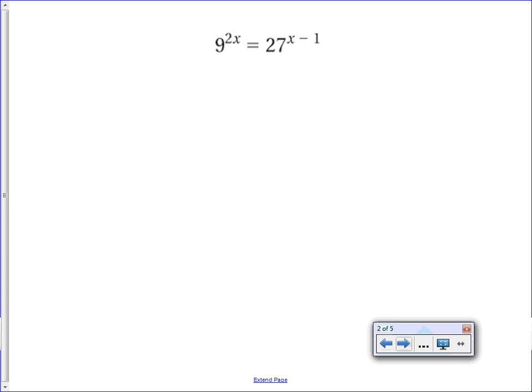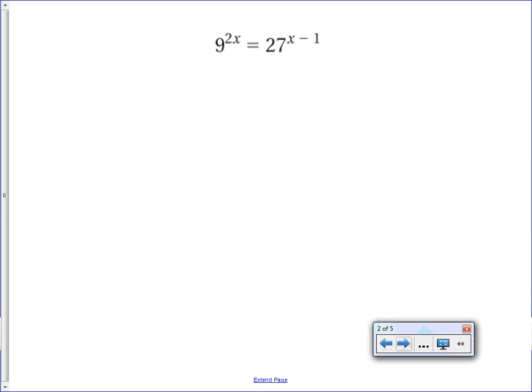In this equation we have 9 to the 2x on the left side, and we have 27 to the x minus 1 on the right. So this does not meet the criteria of the slide we were just looking at, because the bases are not the same. We have a base 9 on the left and a base 27 on the right. If we can get them to be the same base, then we can use the property that we just looked at to quickly solve this equation for x. We need to get these to be the same base.